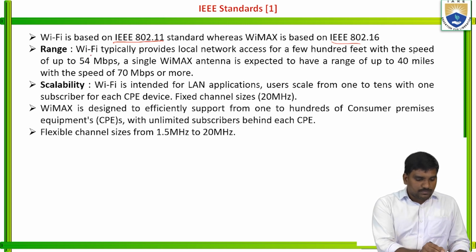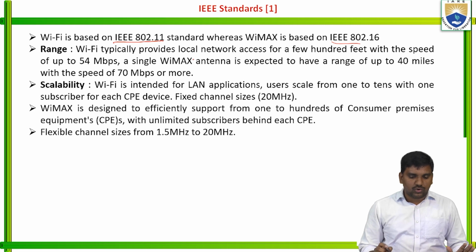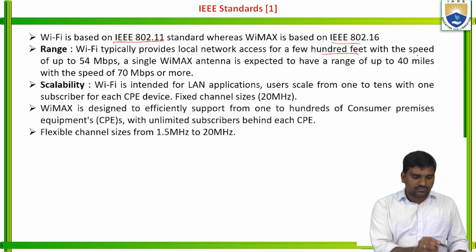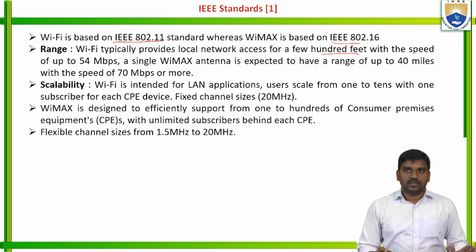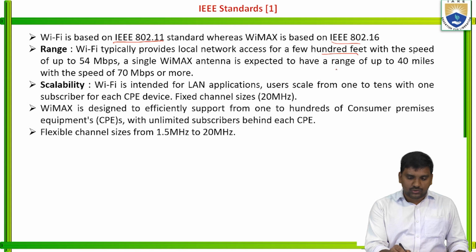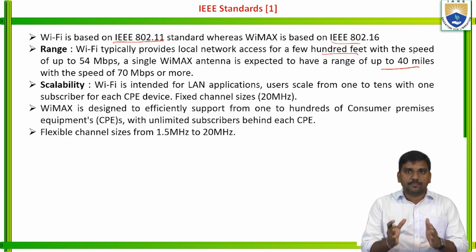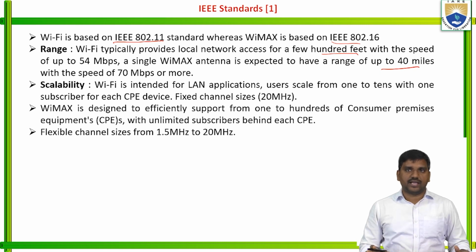Next, it is the range. Wi-Fi typically provides local area access for a few hundred feet with a speed of 54 Mbps. A single WiMAX antenna is expected to have a range of 40 miles with a speed of 70 Mbps or more. This is the range capability of WiMAX.